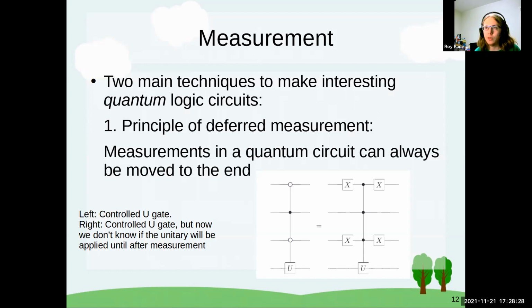So there's two main techniques when you're dealing with quantum logic circuits, and the first is the principle of deferred measurement, and what that basically says is any measurement, you can delay it until the end of the circuit, and it'll be equivalent to having it earlier.